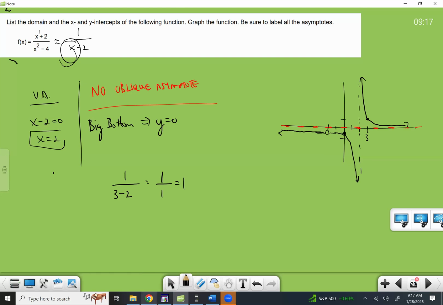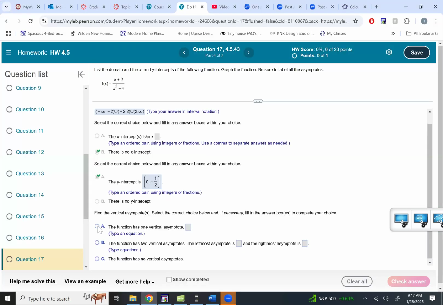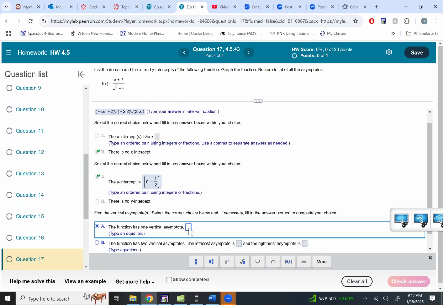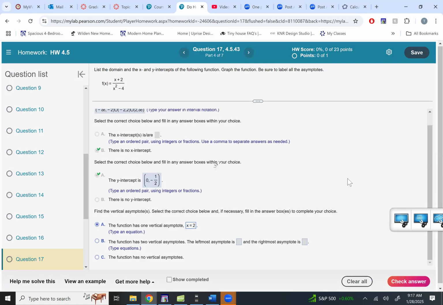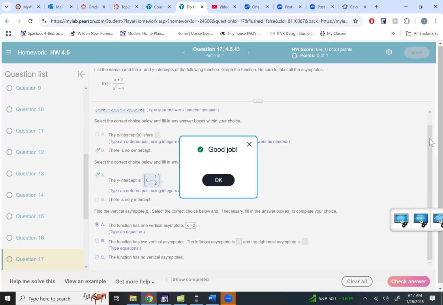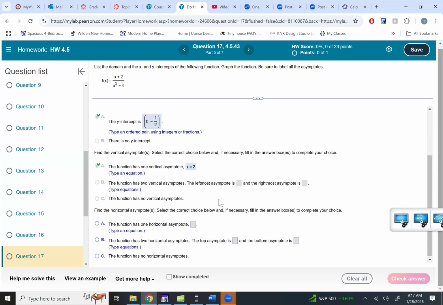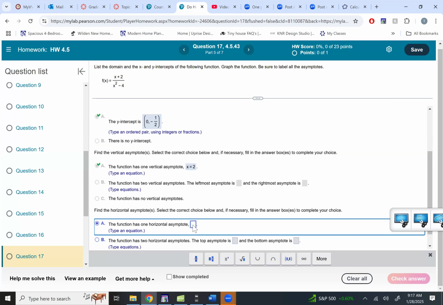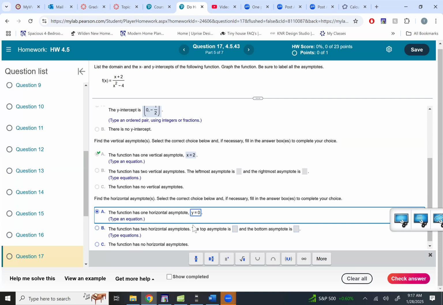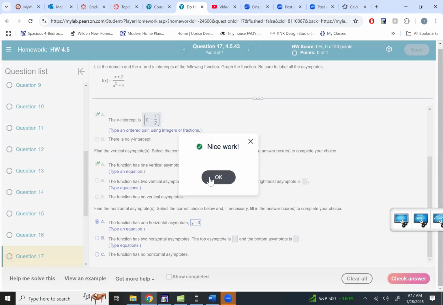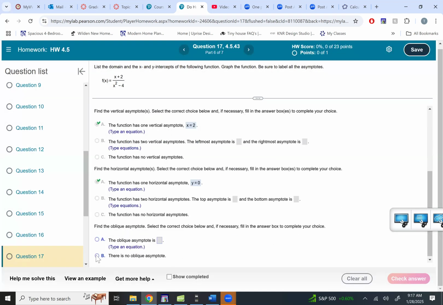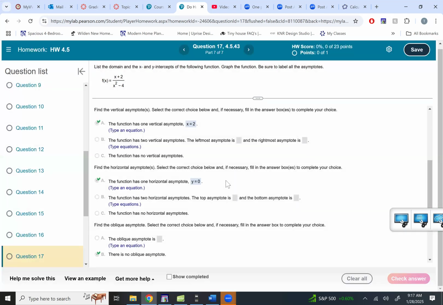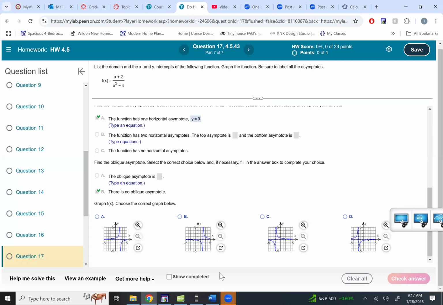All right, I think we're able to go pick these guys out. So let's see, we have a vertical asymptote at x equals 2. We already computed that. We don't have an oblique, but we do have a horizontal at y equals 0 because of the big bottom. And then there is no oblique. You have a horizontal, you can't have an oblique. One or the other. All right, now let's check out which one.